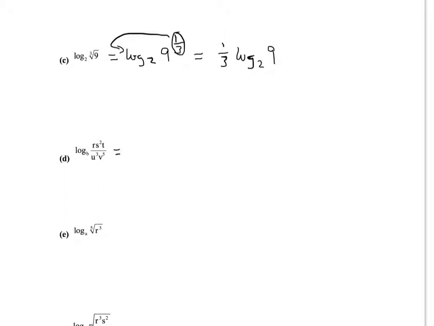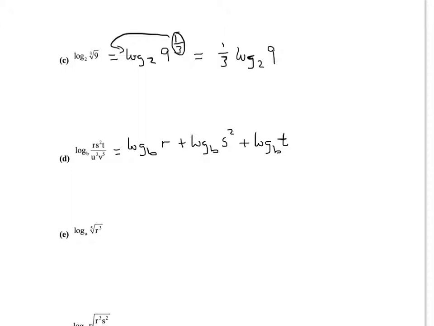So we're going to begin by writing this as log base b of r. I'm still in the numerator, so I need a plus log base b of s squared plus log base b of t. Now, I'm through with the numerator.